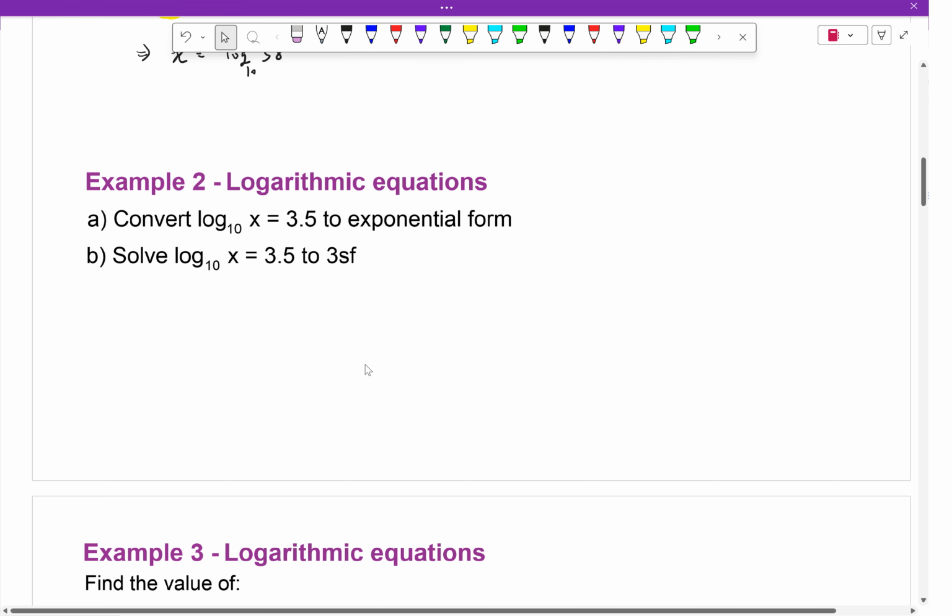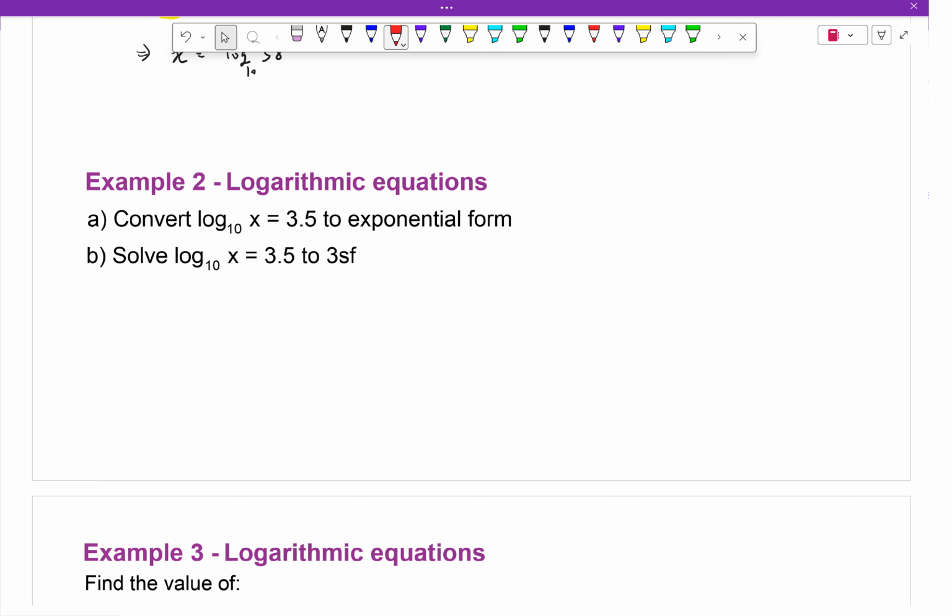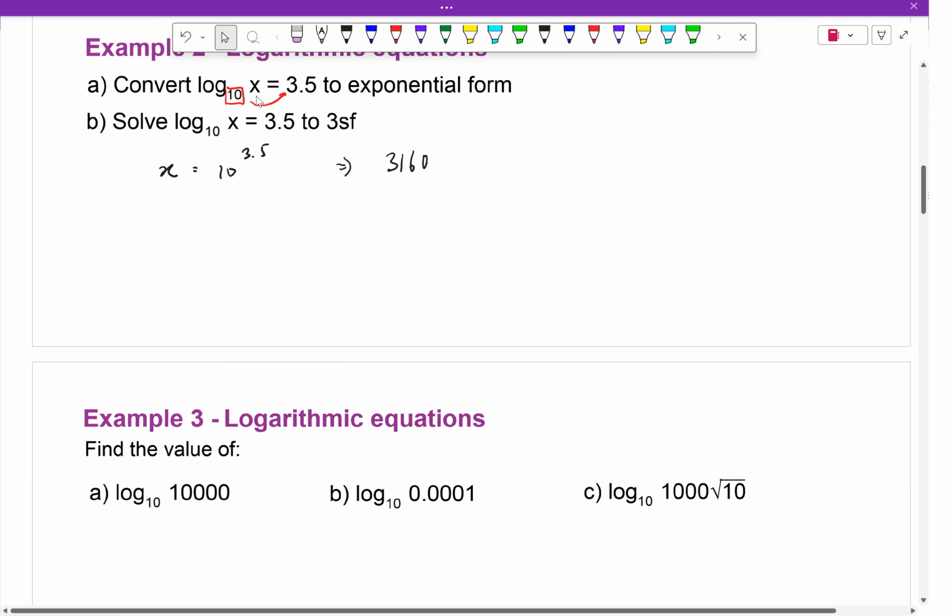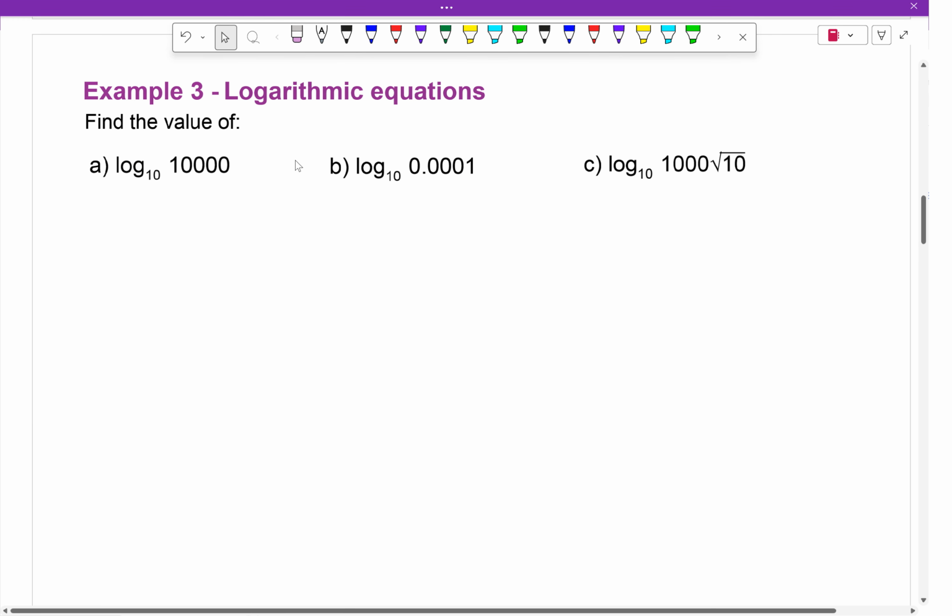So we have log base 10 of x equals 3.5, but we want to change to exponential form. My hint for any student: because our log base is 10, we invert, which means we move the base 10 to the other side, the bottom part. So that results in x equals 10 to the power of 3.5. If we type it in our calculator, this will eventually become 3,160. So that's my little hint.